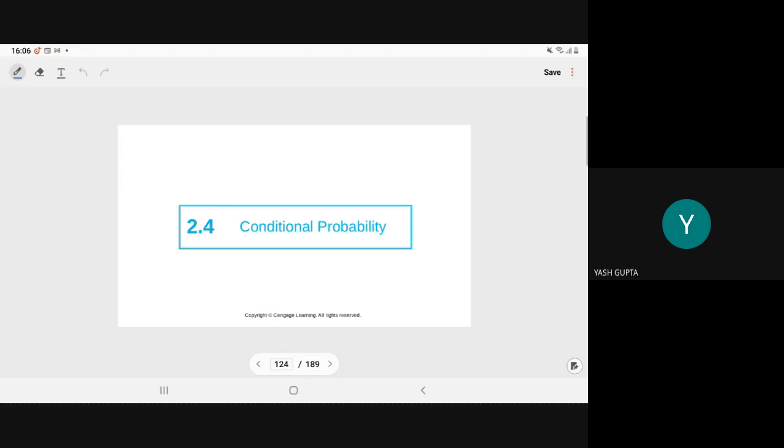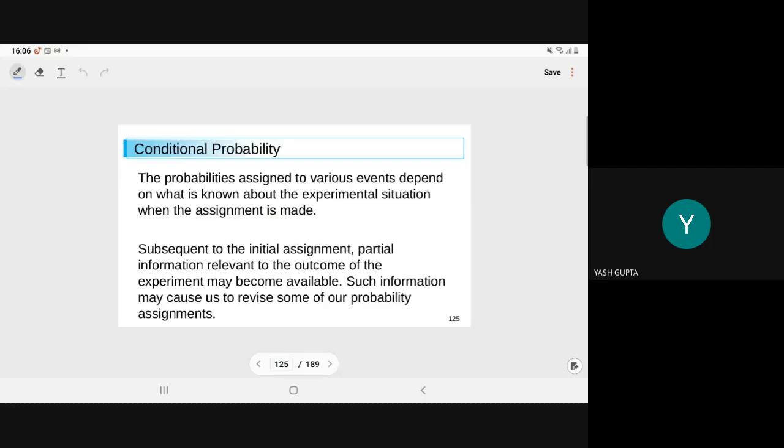Now the next important thing is conditional probability. Conditional means in computing the probability there is some condition, right? So here the probabilities assigned to various events depend on what is known.